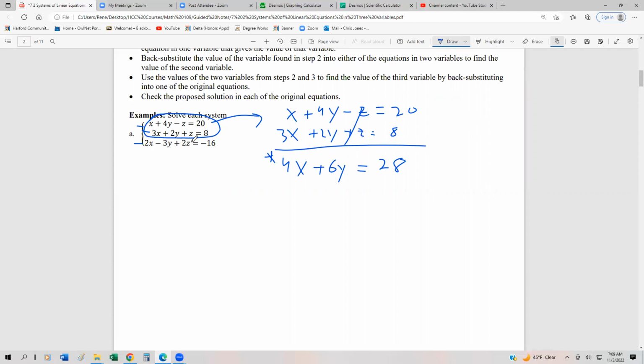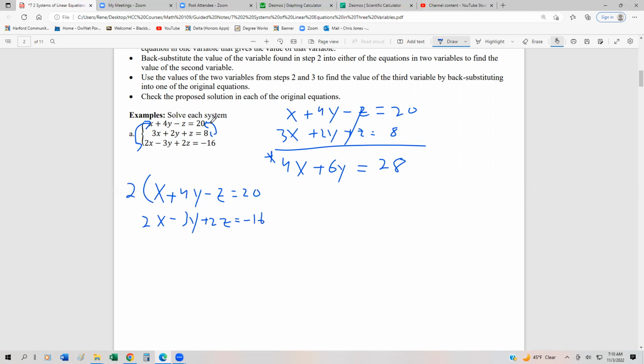Now what I need to do is I need to pick on two different pairs of equations. I'm going to pick on these two pairs. So I'm going to have x plus 4y minus z equals 20, and then 2x minus 3y plus 2z equals negative 16. And I'm going to try to eliminate the z's from here, because I eliminated the z's from the first two pairs, all right? So that's what you're going to do. You're basically going to find two pairs of equations and try to eliminate one variable.